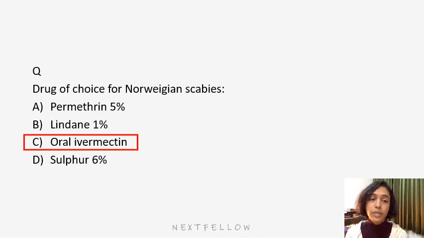Drug of choice for Norwegian scabies is permethrin, lindane 1%, oral ivermectin, or sulfur 6%. So in Norwegian scabies, as I said, there are immensely thick scaly plaques all over the body. So the penetration of a topical treatment may not be ideal. So permethrin would probably be given anyway. But in addition, oral ivermectin, which can kill both the mite as well as the ova, would be ideal for treatment.